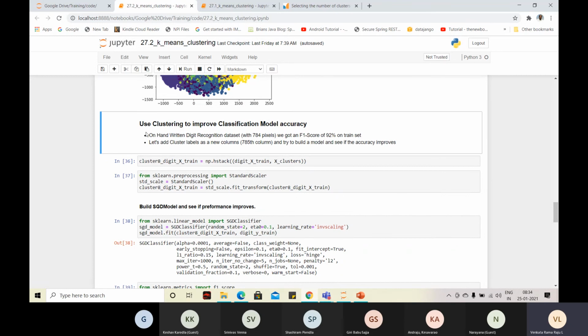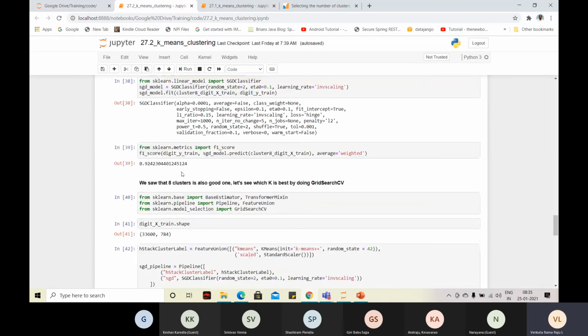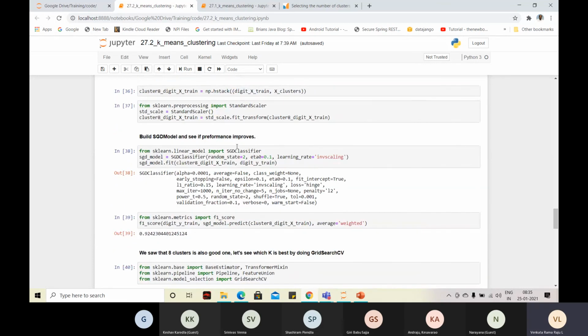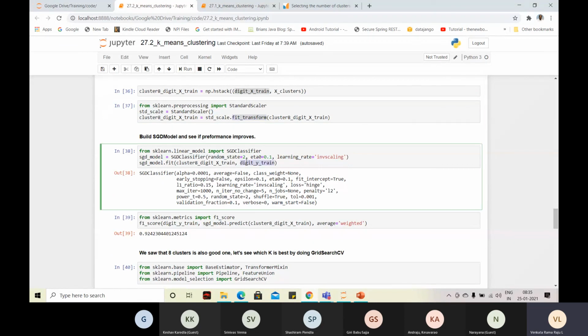So can we use the clustered data to improve the model accuracy or not? On a classification data set, you can take this cluster number as another column. Do you agree? For each row, there is going to be one number, right? So there are 784 pixels. I'm going to add a 785th column as the cluster number after doing clustering, and then try to do the supervised model. Let's see this here. I appended this cluster column to the X-train, then did fit transform, standard scaling, then built a model.